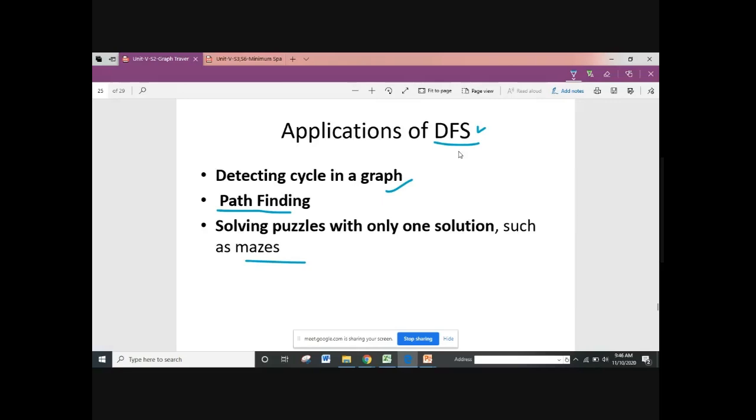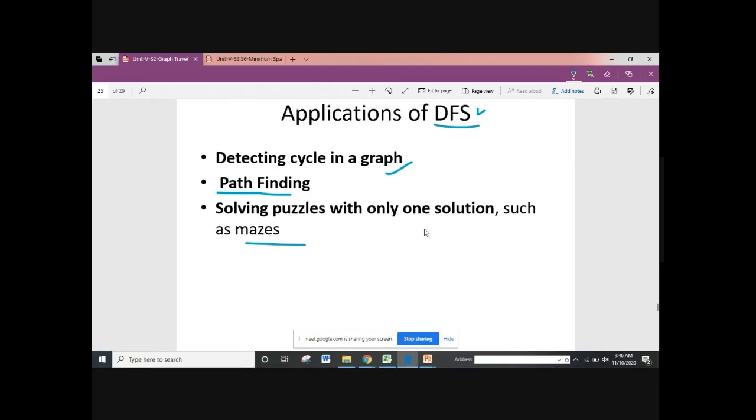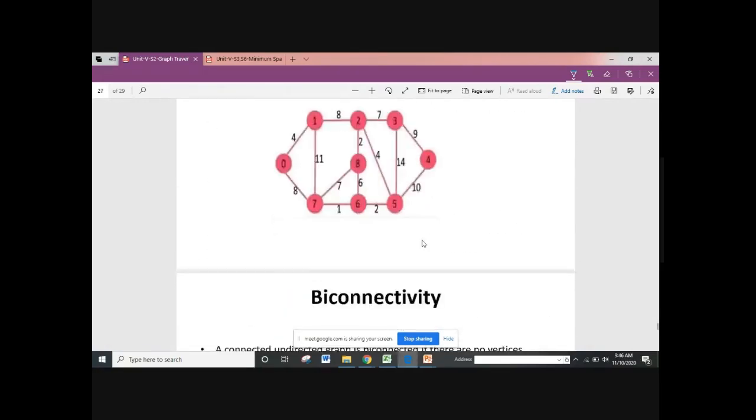Queue concept means first in, first out, whichever is entering first will come out first, and the adjacent vertex will be pushed in. Pushed in means it will go at the back only, not in the front. In DFS, the stack concept, whichever vertex is on top, you pop that particular vertex out and push the adjacent vertices inside. So this is the application of DFS.